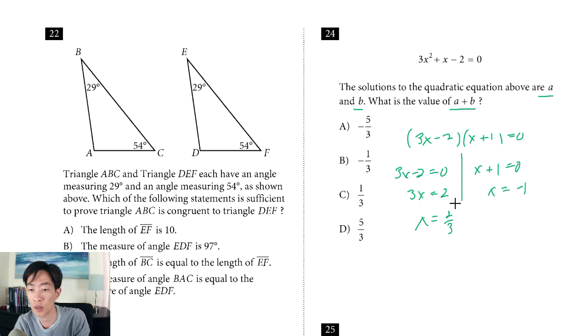And so obviously one of these is a, one of these is b, doesn't matter which one. Negative 1 plus positive 2/3 is going to be negative 1/3, and the answer is going to be B. You could have also used the quadratic formula if you weren't able to factor it, but this one's pretty easy, so you should not have had too many problems with it.